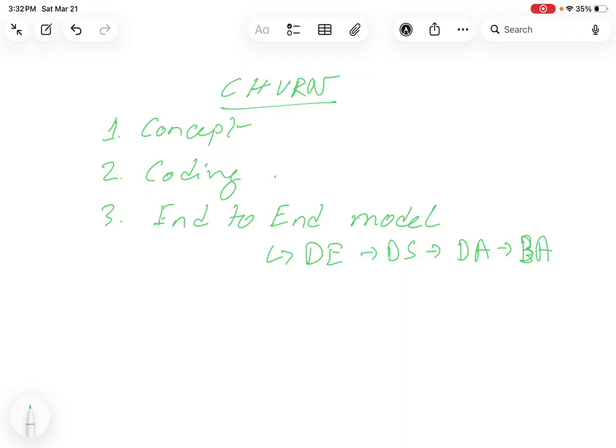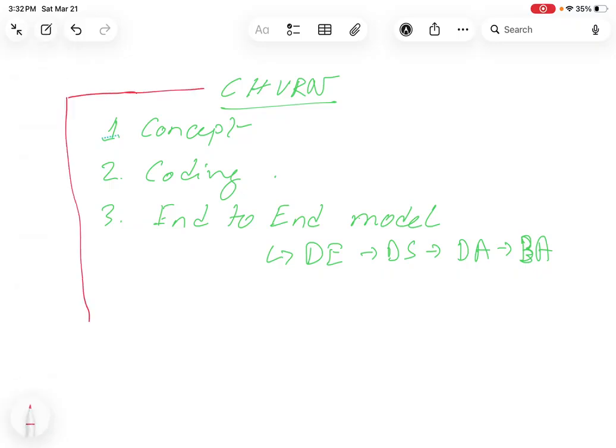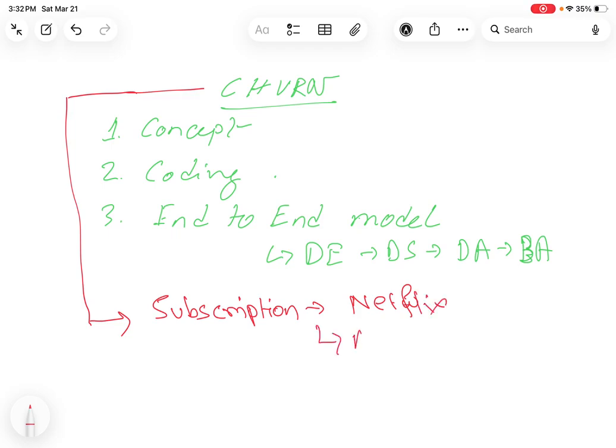So first of all, we have to know what churn actually means, or what the understanding of churn is from a business perspective. Churn is basically whenever the business is subscription based. It could be anything like a big subscription company like Netflix or Amazon, right? Even Rogers, which is a telecommunication company in Canada.